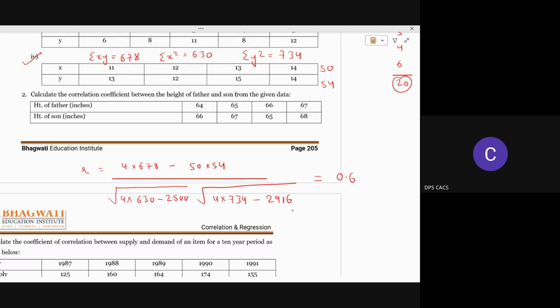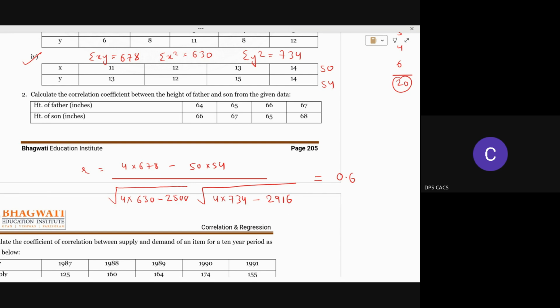Zero point six. How many people are getting it? Very good. Everyone will get this same formula, same application. The only mistake that you can make is calculation mistakes.